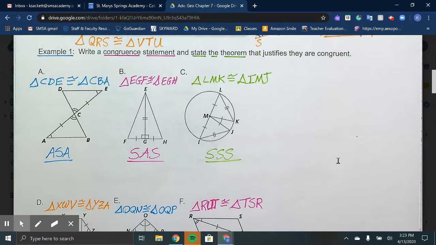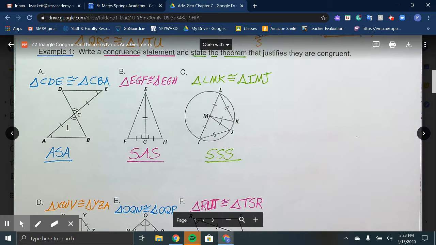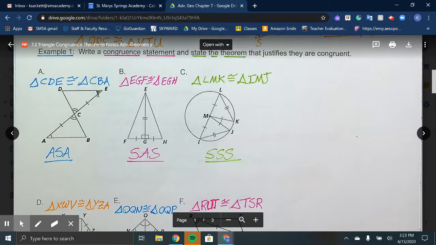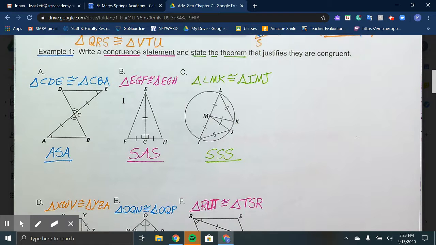So looking at A, we have vertical angles of C, then we have side AC and CE, and then angle A and angle E. So in that case, it would be angle, side, angle because the side is in between the two angles on both. Looking at B, triangle EGF is congruent to triangle EGH by side, angle, side. They both share that side, EG. Then G on both is a right angle, and then side GF and GH.